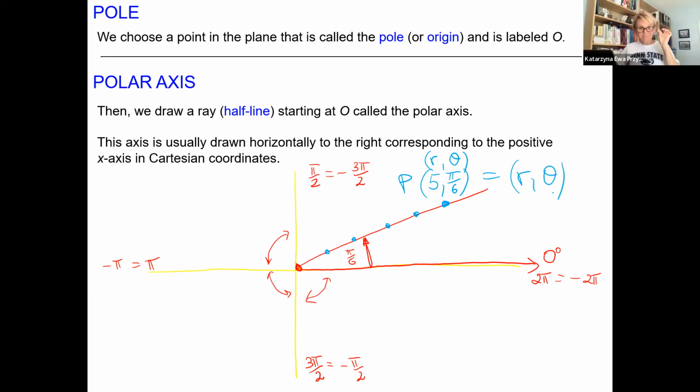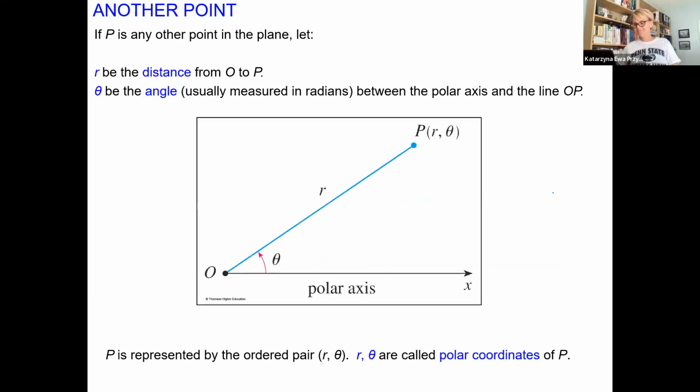Okay, let's see more details. Point is r, a distance from the origin, which we call the pole. That's the polar axis angle. Now to indicate the angle, we have two ways: positive notation and negative notation. Also, what happens if r is negative?